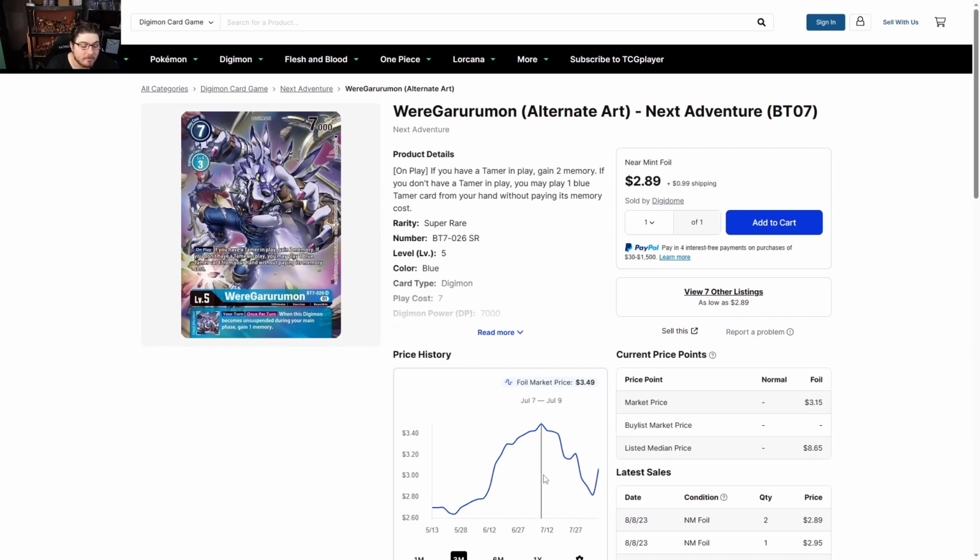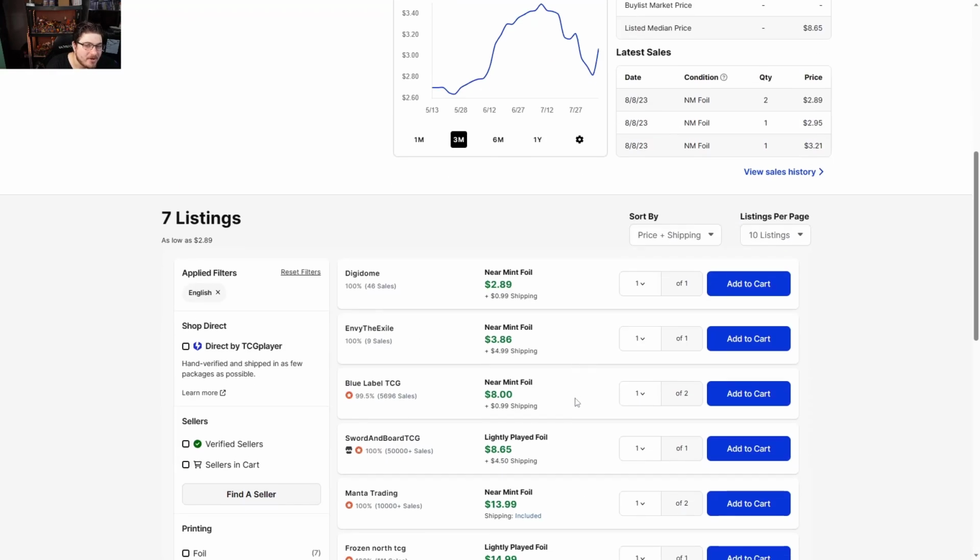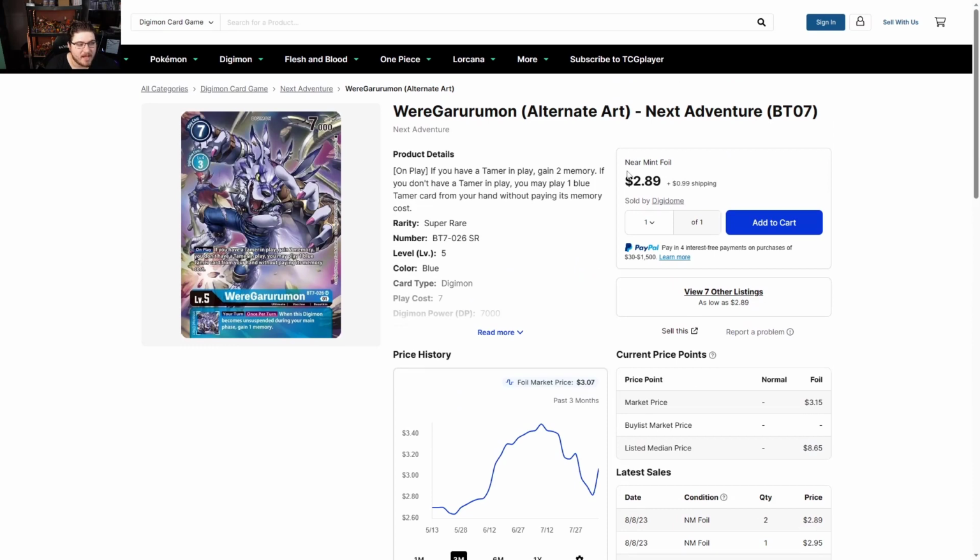Wereroomon Alternate Art shot up, boys and girls, and it wasn't just recently. It a little bit came from when the banning hit the Wereroomon promo, and now it's climbing for the alternate art here because of the new support that got announced for Wereroomon, or the Metal Garurumon line in itself.